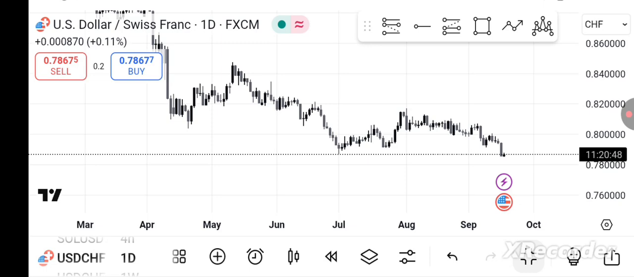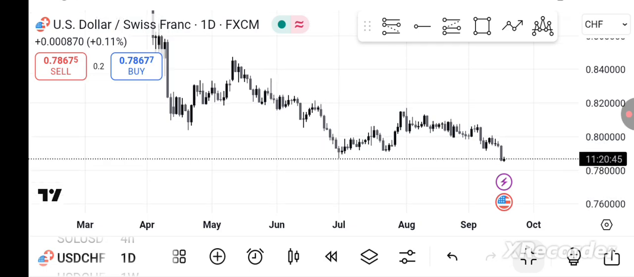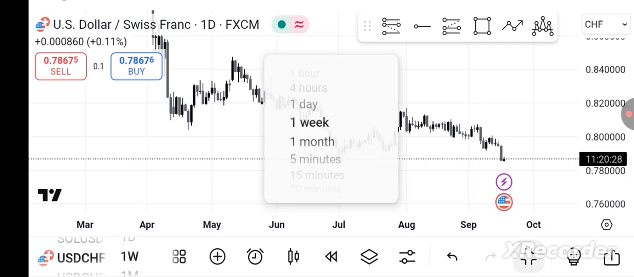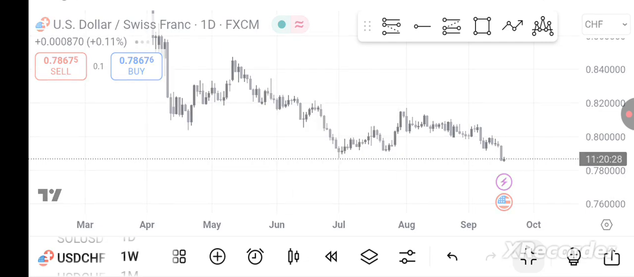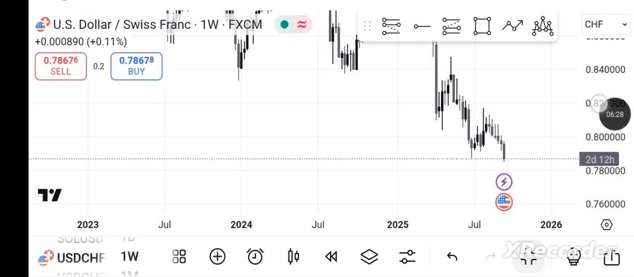If you can see this trend, the first thing to do before you mark your support and resistance level is to identify the trend of the market. It's either going bearish or going bullish. Merely looking at this chart, this is a daily time frame. Let me show you the weekly time frame. Merely looking at the chart, you would have seen that it is going bearish. Seriously, it's going bearish.